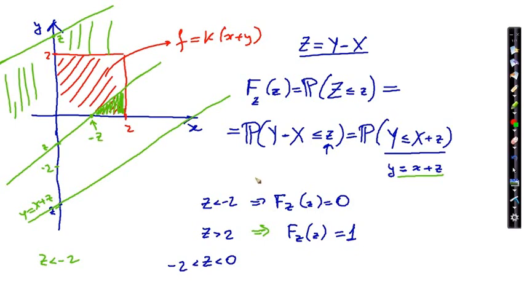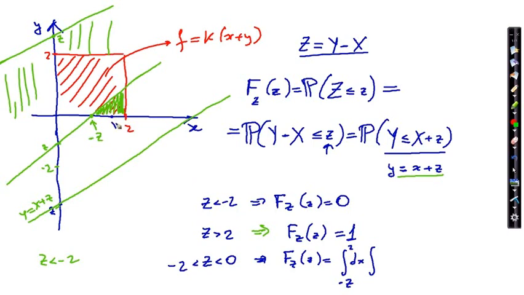So I'm writing that. In this case, F_Z at the point z is this probability. This is the double integral over this portion, and I want to bring it to iterated integrals. So x is running from minus z to 2, dx, and now y is running.